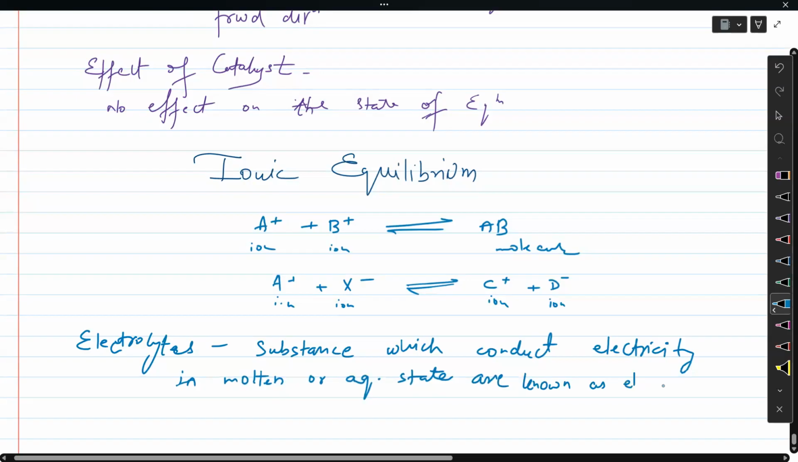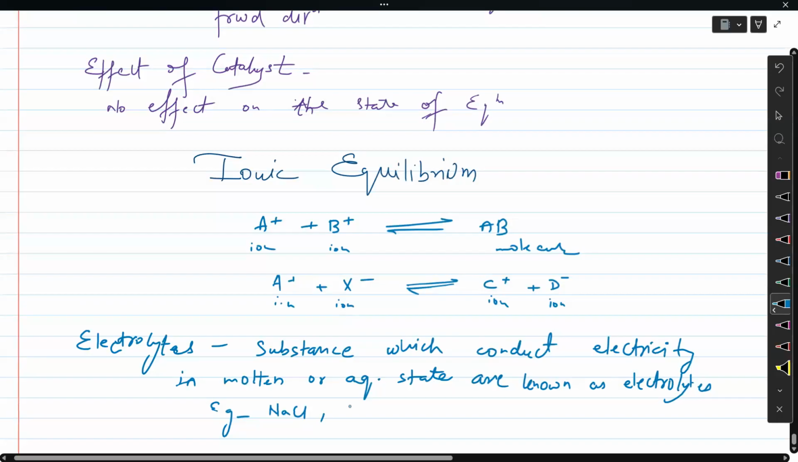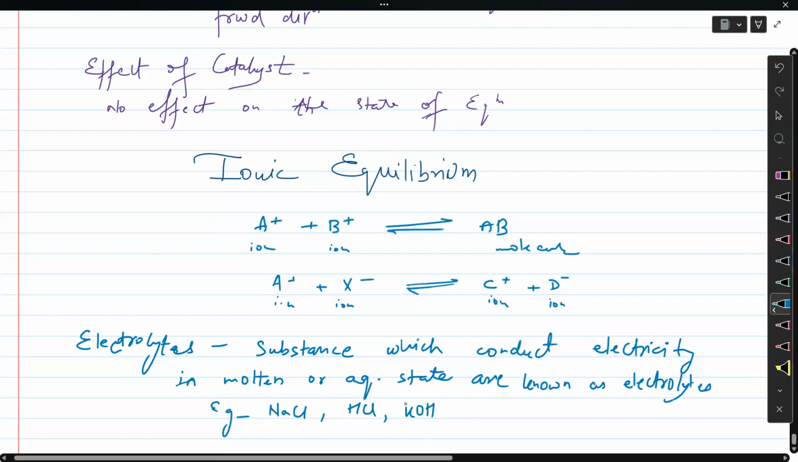What are some examples of electrolytes? Like for example, we have NaCl. Let me tell you, NaCl, the common salt or table salt used daily in our food, does not conduct electricity in solid form. But when it is in molten state or in aqueous medium, it conducts electricity. So like NaCl or HCl or KOH. This is an acid, this is a base, this is a salt. So these are electrolytes.